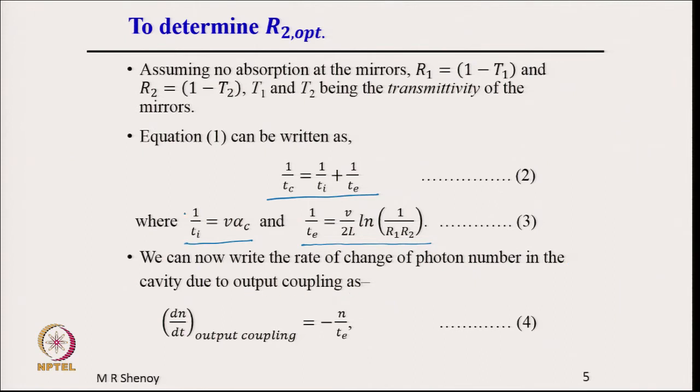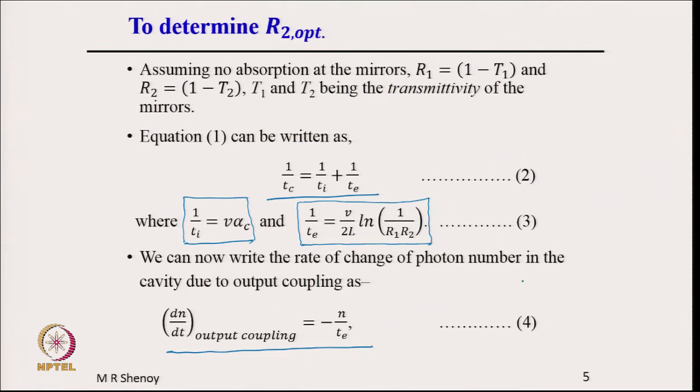As I mentioned, this is due to intrinsic losses in the cavity, this term, and this term is due to output coupling, that is loss due to the mirrors. Loss due to the mirrors is, if R 1 is 1, then R 2 is less than 1 and a fraction of light would go out, and therefore, this term corresponds to external coupling, and therefore, the rate of change of photon number in the cavity due to output coupling can be written as d n by d t output coupling is equal to minus n by T e.